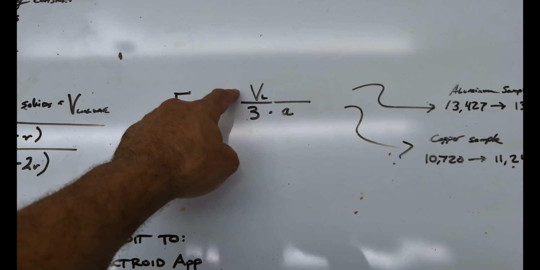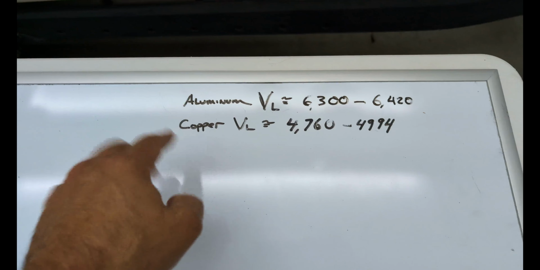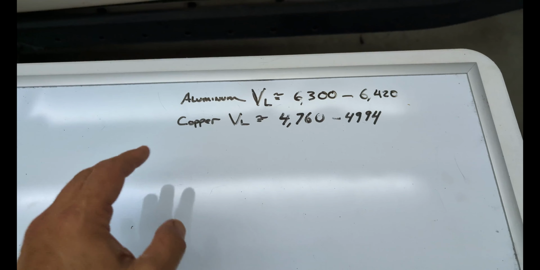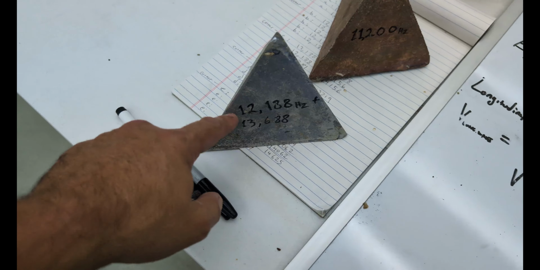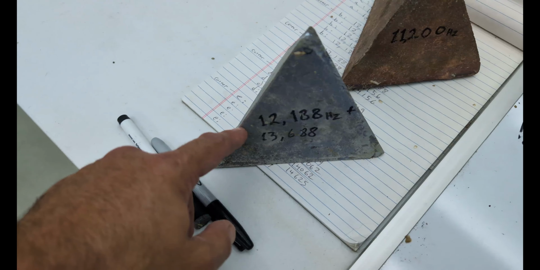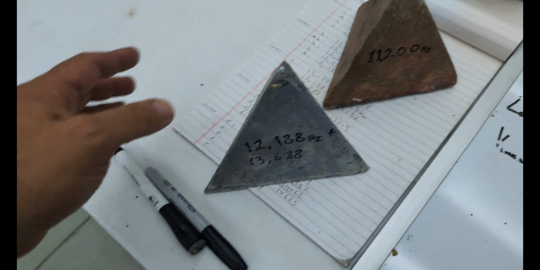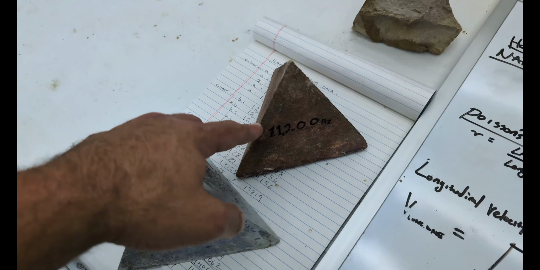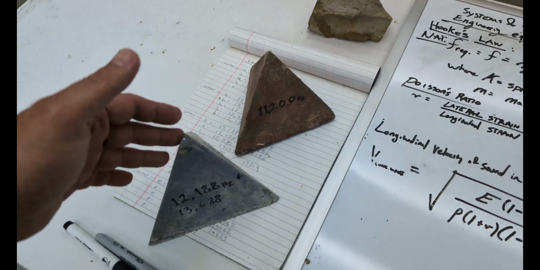The velocity is going to be the speed of sound in whatever material you're using, and you can get that from charts online. In this case, these are the tested values. I tested this as shown in the video with sound analysis, and that's the actual frequency of these objects when struck.